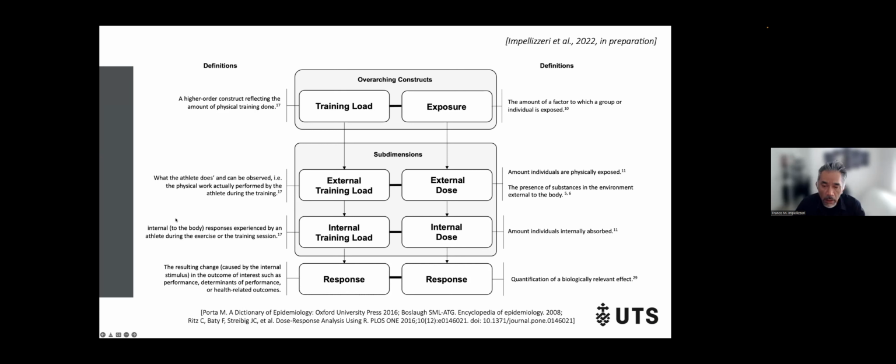And in our case, there is the response, which is normally performance or health-related outcomes. It's important that we always stay focused on the response that we are interested in, which in sport is performance or health-related outcome.